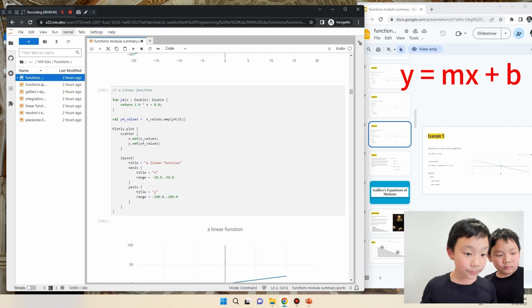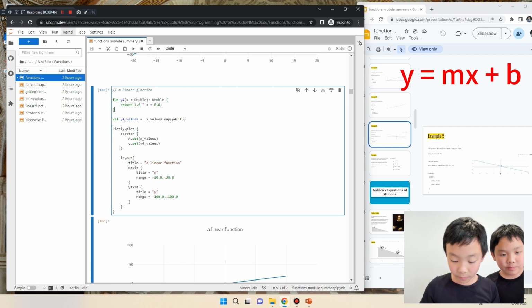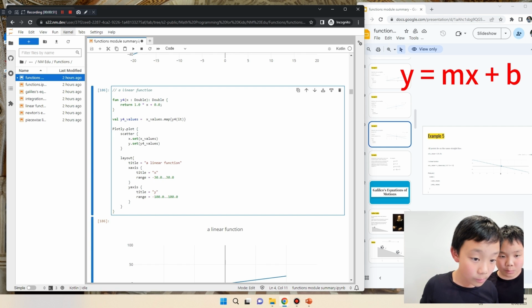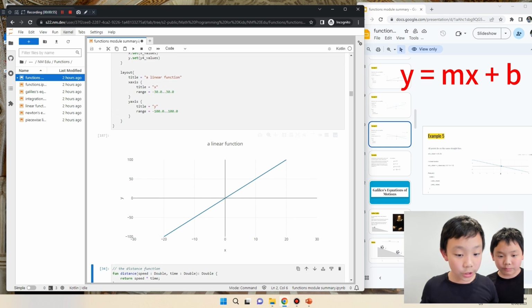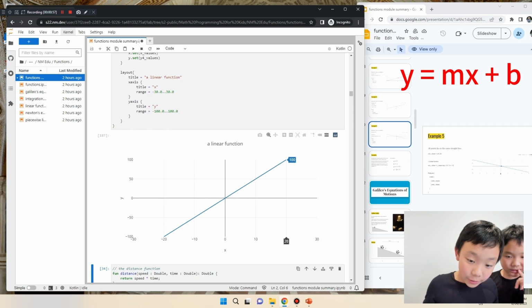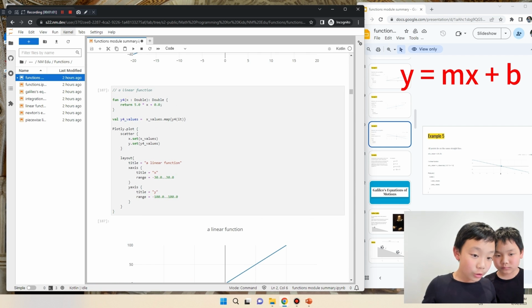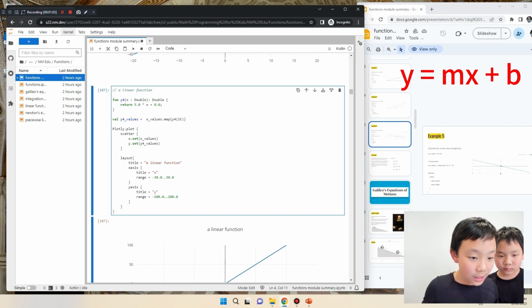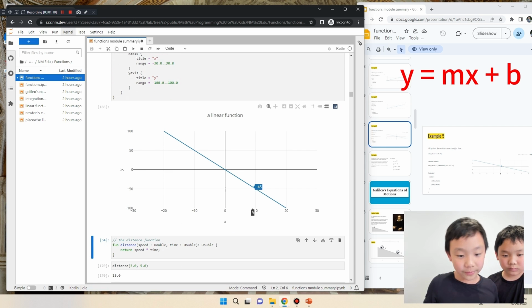Change it to 5. You can now see it's changing more. For negative numbers, it does the same thing but the opposite way. So we put negative 5 here, and it's basically just rotating the other way.